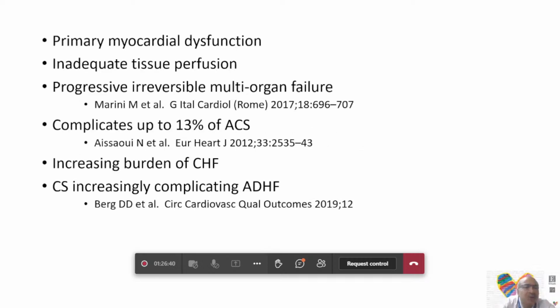Cardiogenic shock refers to a multifaceted clinical scenario, characterized primarily by myocardial dysfunction and inadequate tissue perfusion. This myocardial dysfunction leads to inadequate tissue perfusion in time, and then slowly an irreversible progressive multi-organ failure occurs. This complicates up to 3 to 13% of acute coronary syndromes. But lately, with increasing burden of congestive heart failure, cardiogenic shock is increasingly complicating acute decompensated heart failure also.